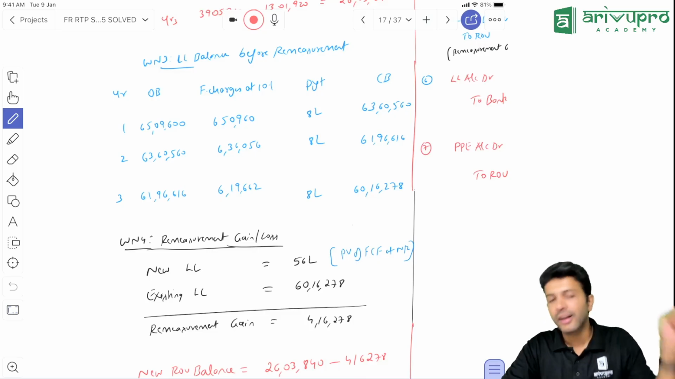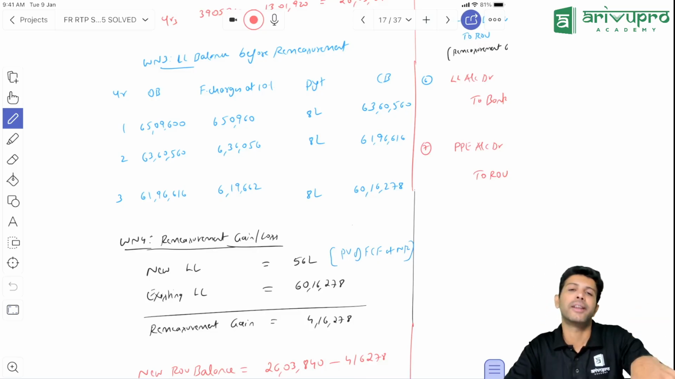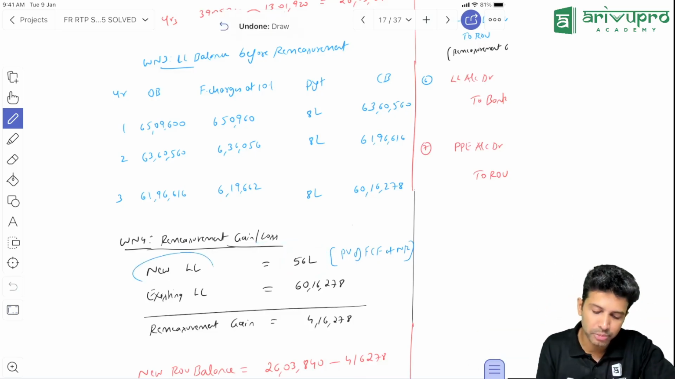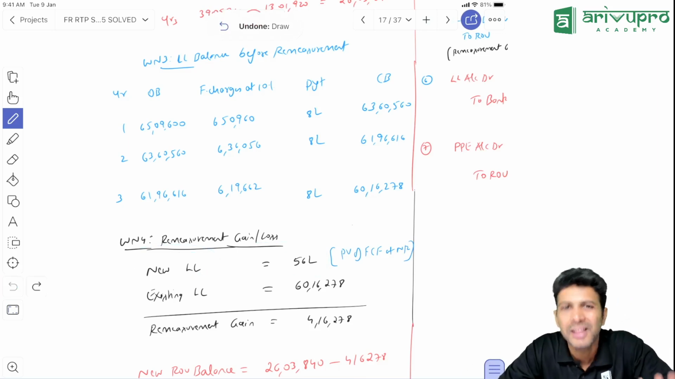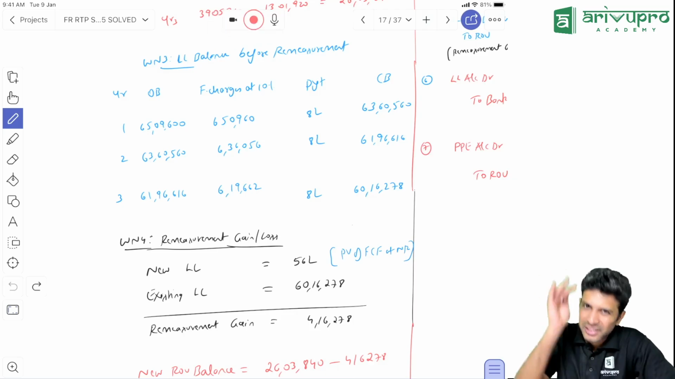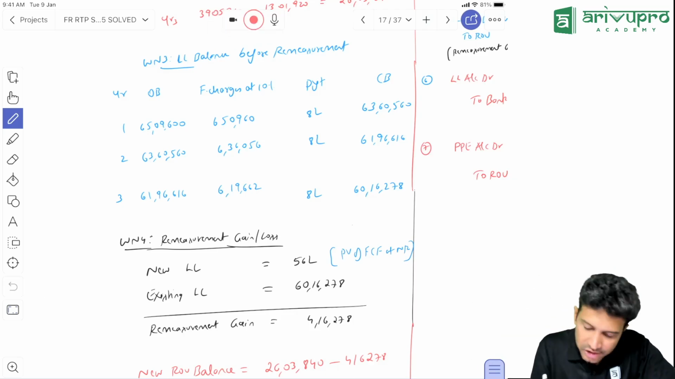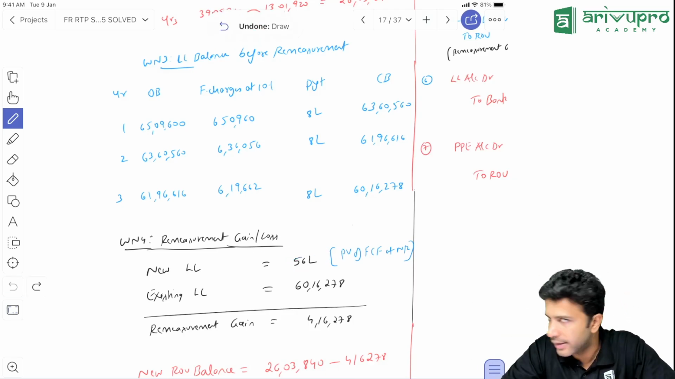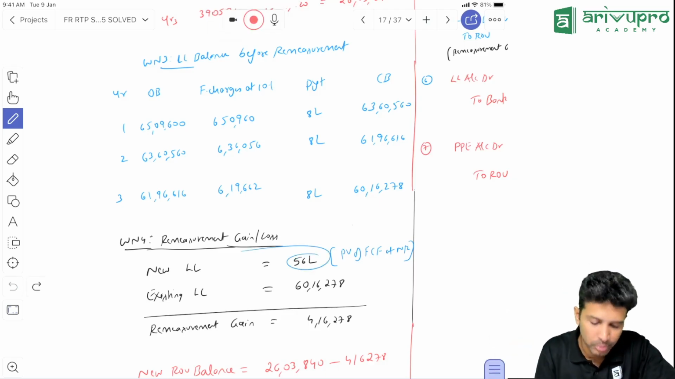Third year ending. Currently, which year are you standing on? Third year ending. The 56 lakh itself becomes the new lease liability balance because it's already in present value terms. Currently, we are in the third year ending. This payment also we will make at the end of the third year. So the new lease liability balance will become 56 lakh.